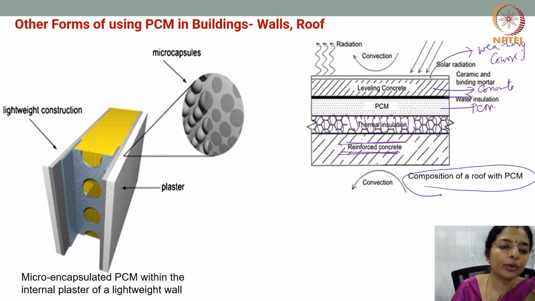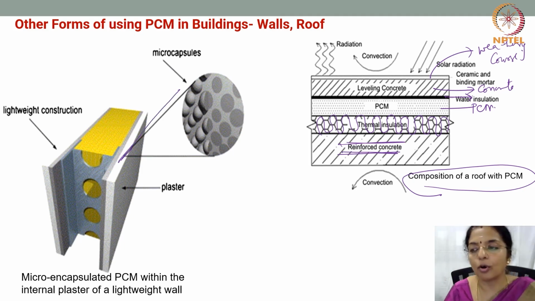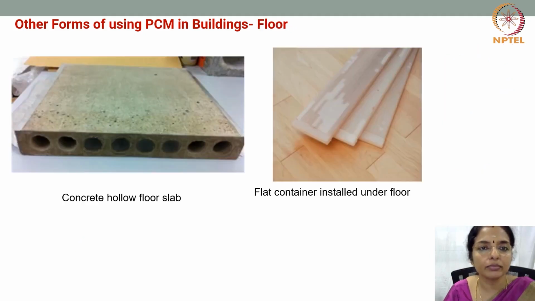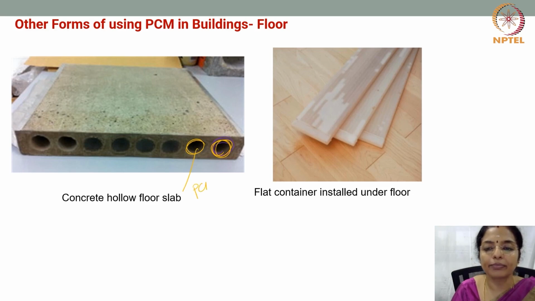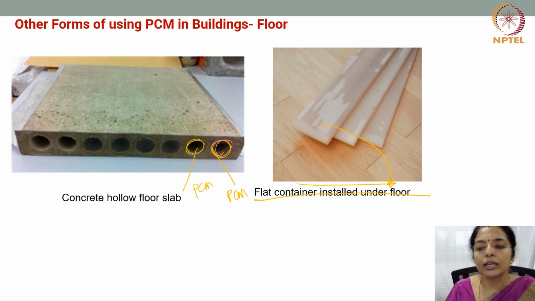Then you can also use it like lightweight construction where you have the micro encapsulated PCM within the internal plaster of the wall, of a lightweight wall. So you can have it in concrete floor roof slab where you can fill the holes with PCM. You can also have a flat container installed under the roof like this. So there are various options.